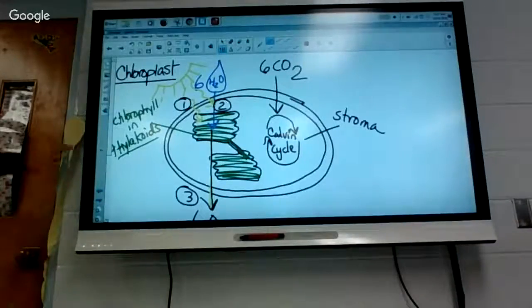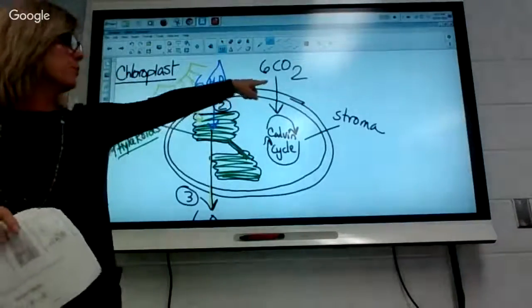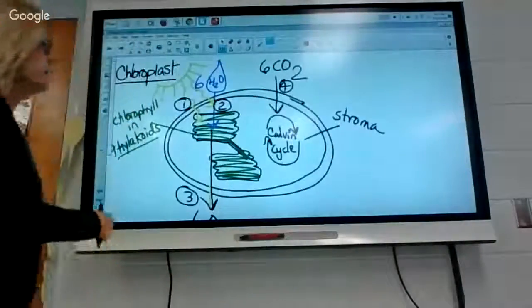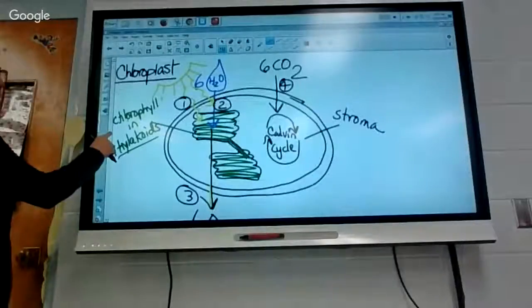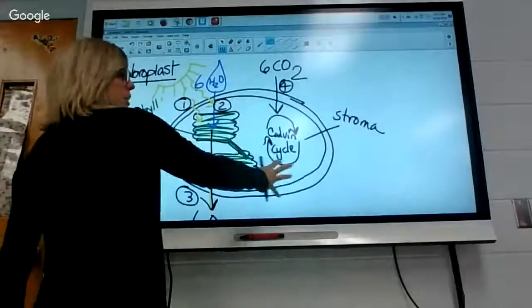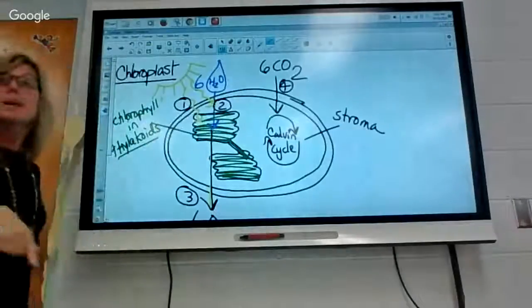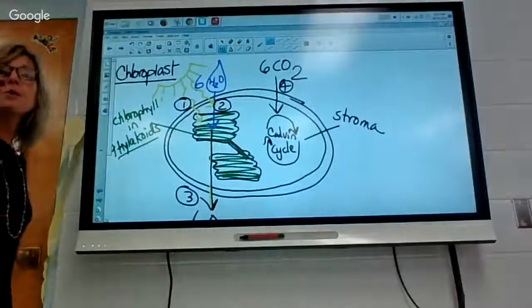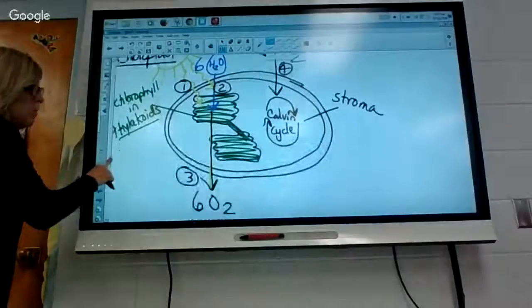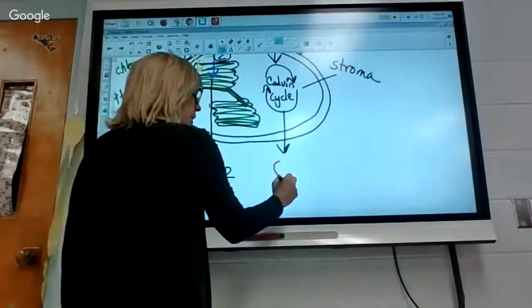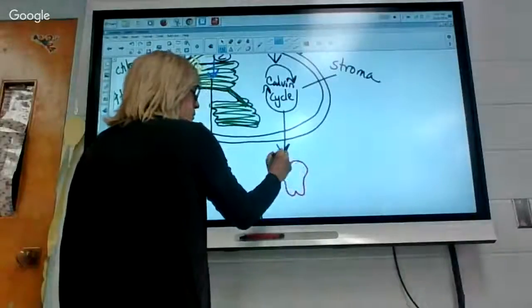Okay, so what step is this? What number are we on? 4. All right, so put a 4 there. And so 6 CO2s come in. Out here, no chlorophyll, no light. And then what's made? One thing shoots out the bottom, and that's the red apple. Glucose. Yep, so here's my apple.